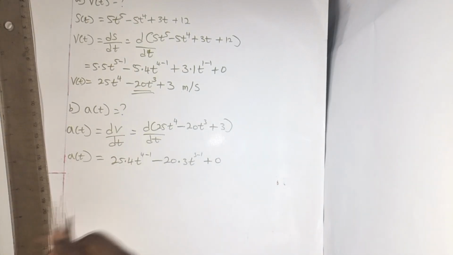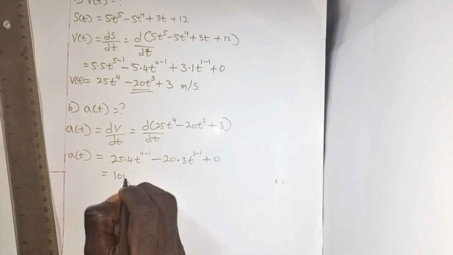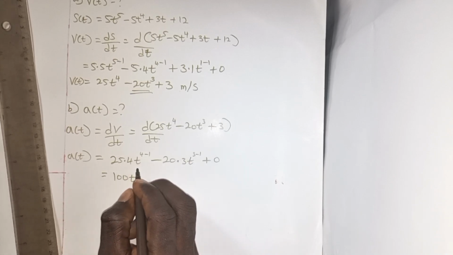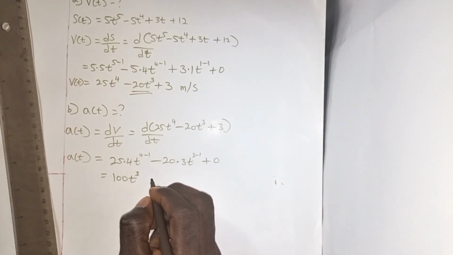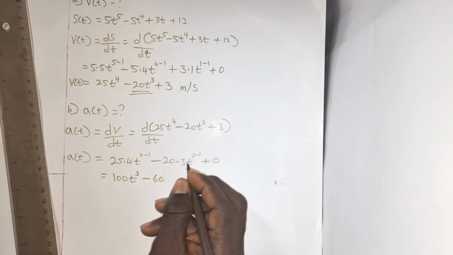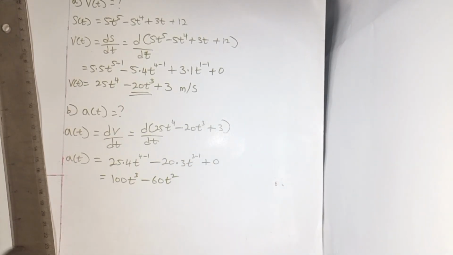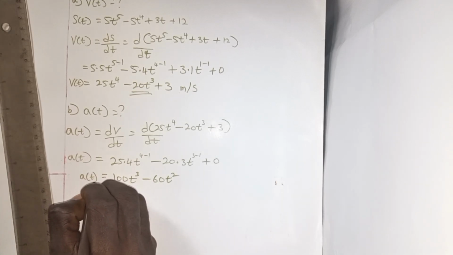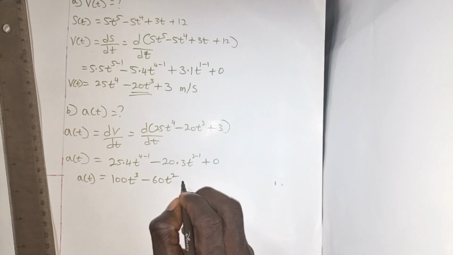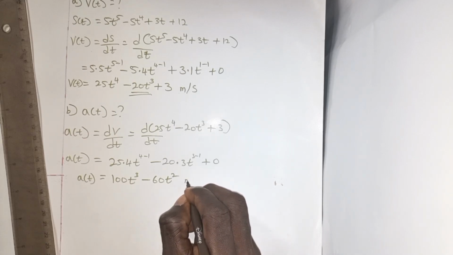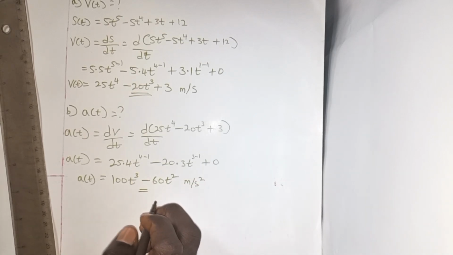Applying our mathematics, 25 times 4 gives us 100. Then t power 4 minus 1 is 3. Then 20 times 3 gives us 60. 3 minus 1 is 2. Then the constant is 0. So this is our acceleration for the question asked, a of t equals 100t^3 minus 60t^2. And don't forget the SI unit, which is meter per second squared. That is the SI unit for acceleration.